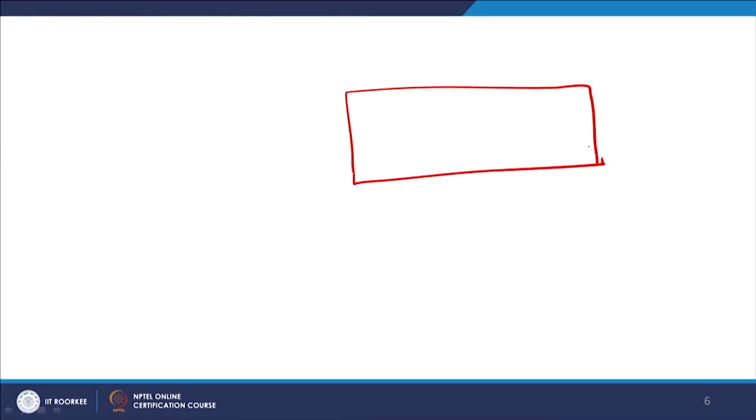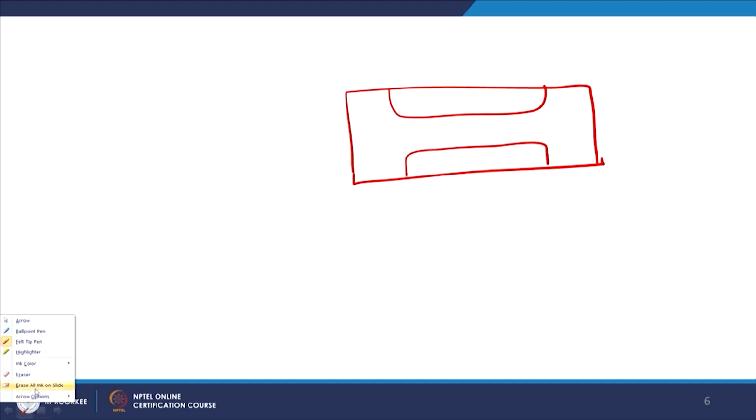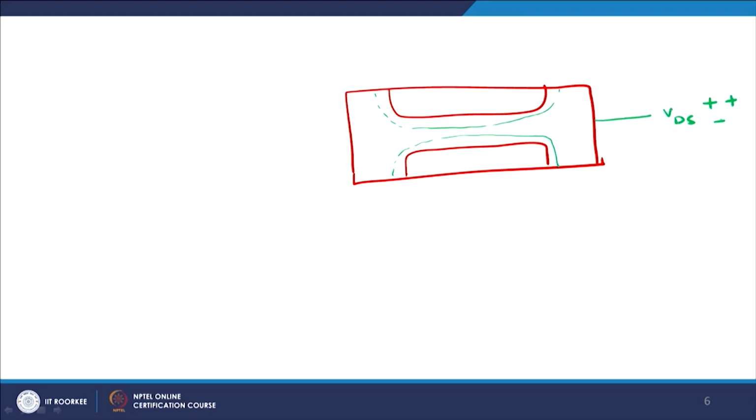So let us suppose this is your JFET, and this is your P plus region, this is your P plus region, and then you apply a bias. Assuming it to be equal, now you apply a VDS here, and you go on making it more and more positive.